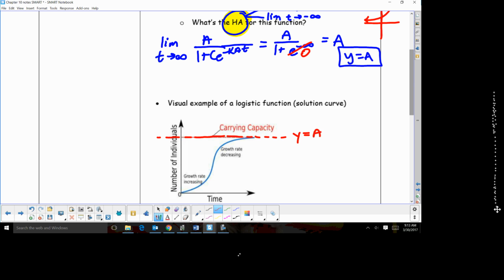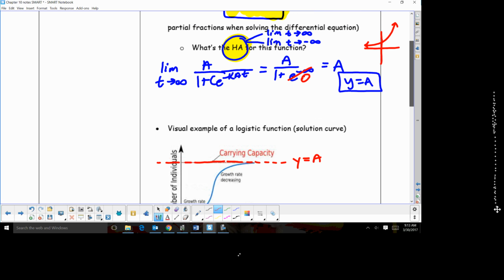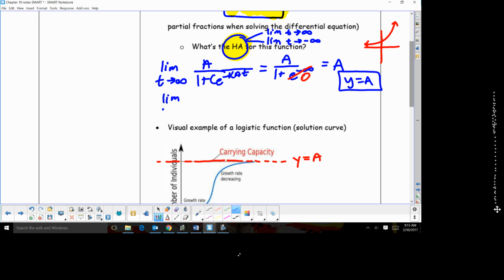Sure it does. Okay, so then the other thing for the horizontal asymptote that I have to do is take the limit as t goes to negative infinity. What do I get out here? It's basically A over 1 plus e going to now infinity, which gives me what on the bottom? Infinity, and A over infinity goes to 0. So I know my other one is y equals 0. That one's not as important. Okay? Really wanted to see the carrying capacity.